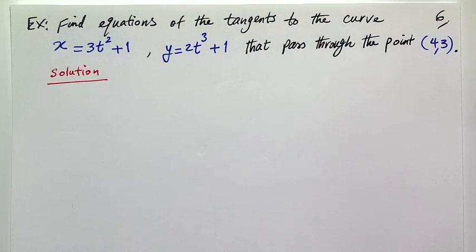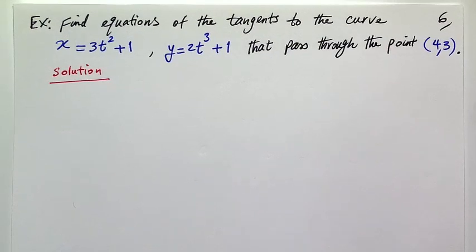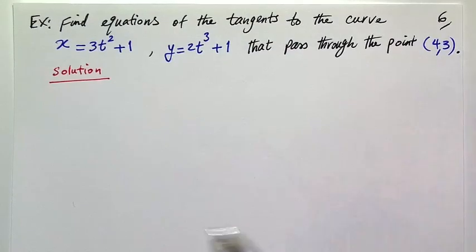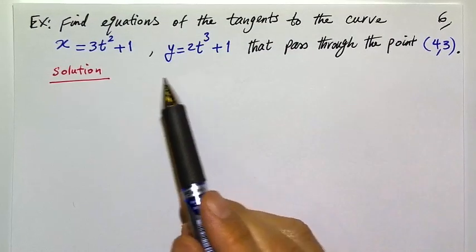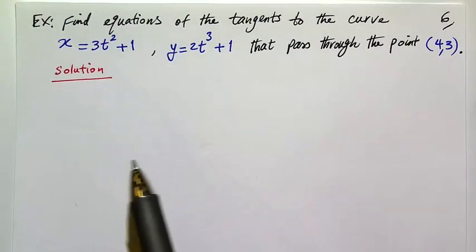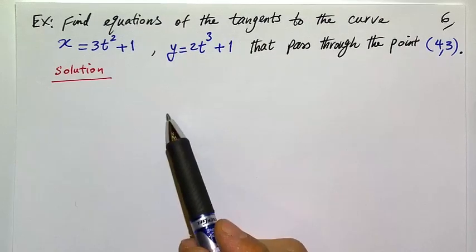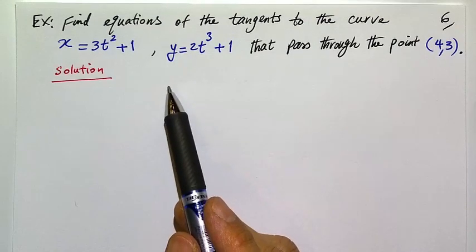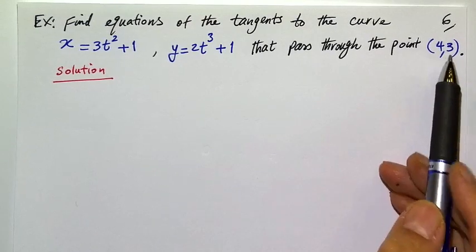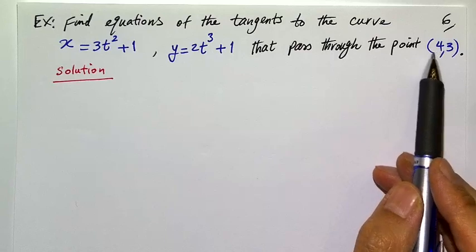Okay, so here they're asking us to find equations of the tangents to the curve that pass through this point. So we're going to have to find dy dx. We know how to do that. It's dy dt divided by dx dt. And then we're going to have to use that point slope formula to find a tangent line, given the fact that the tangent line is going through that point.